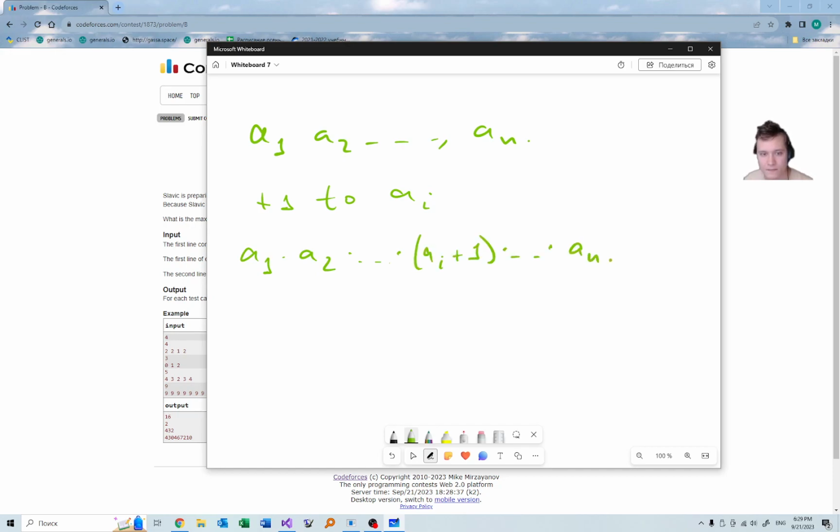times AN. So let's apply distributive law, and we see that this is just A1 times etc. times AN plus the same thing, but without the AI factor.